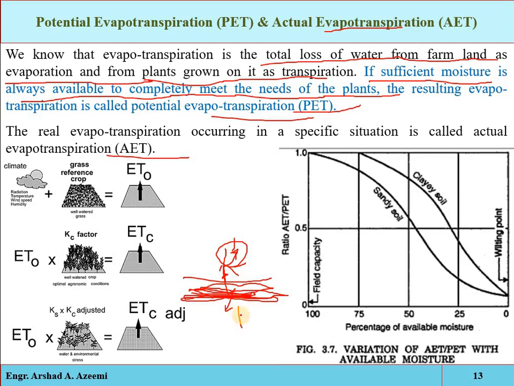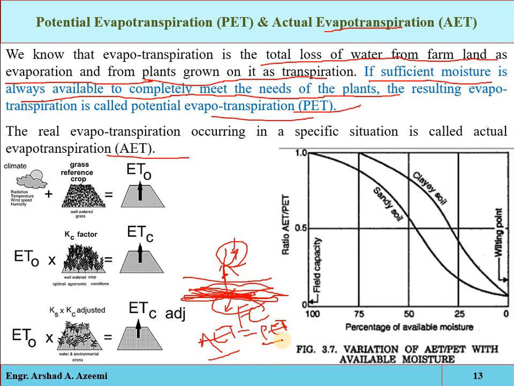For example, when the moisture content is at field capacity level, because beyond this level there is no water available, beyond this level the water will be drained out, the evapotranspiration at that time will be equal to the potential evapotranspiration. Because that is the maximum limit of the available water. So the evapotranspiration at this time will be equal to the potential evapotranspiration.